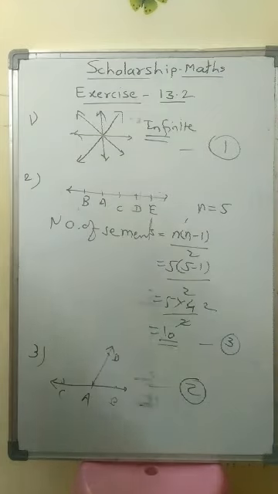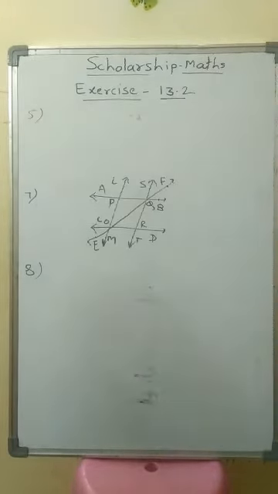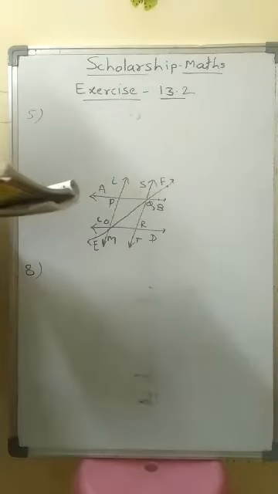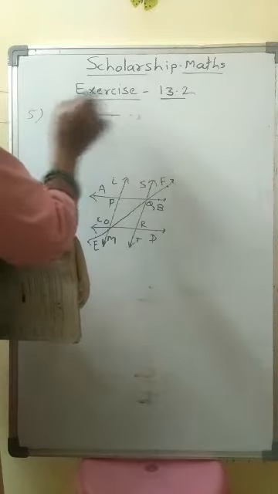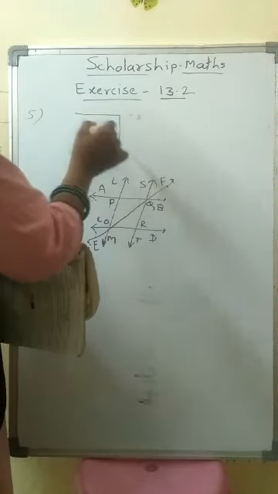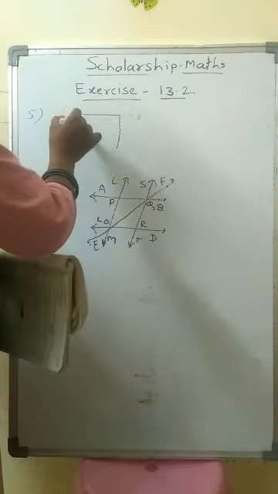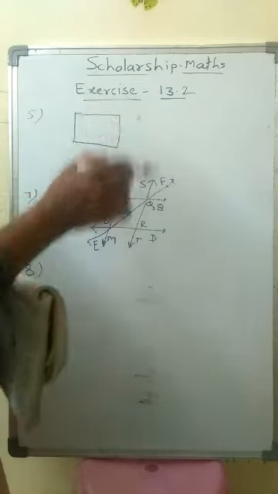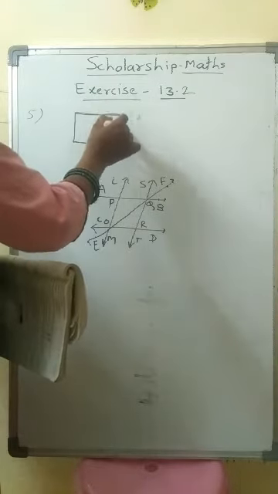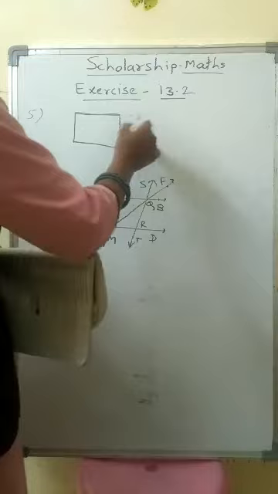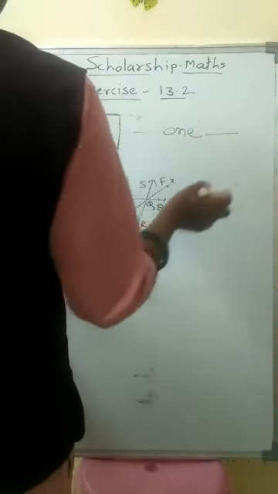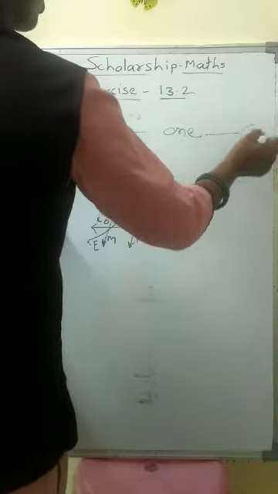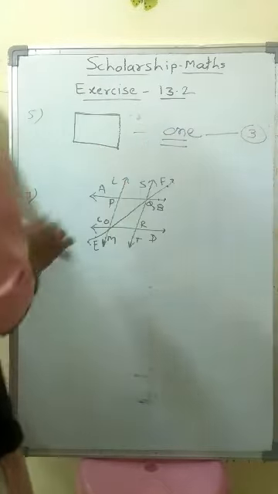So we are going to take the next example. Now the fifth example: how many planes pass through two intersecting lines? Look here, this is the line, two intersecting lines. There is only one plane passing through every two intersecting lines. So the option is 1, and option number is also third.